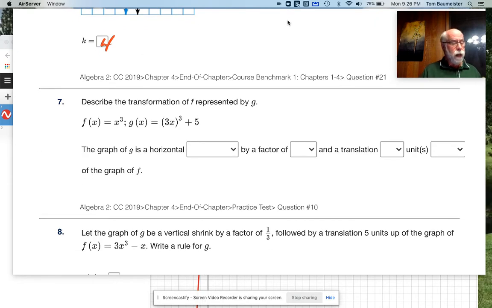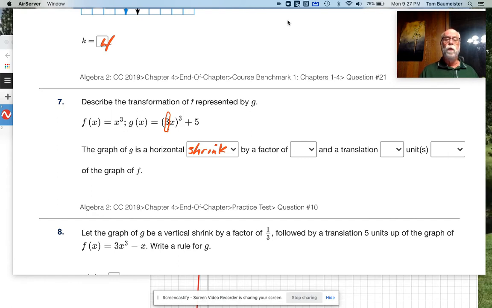Number 7, describe the transformation of f represented by g. Remember, if it's attached to the x on the inside, that's going to be a horizontal change. And remember, it's going to be kind of the opposite. So 3 sounds like it's a stretch because it's a big number, but since it's horizontal, it's the opposite, so it's going to be a shrink. And remember, it's going to be a shrink by what have I always told you to do.